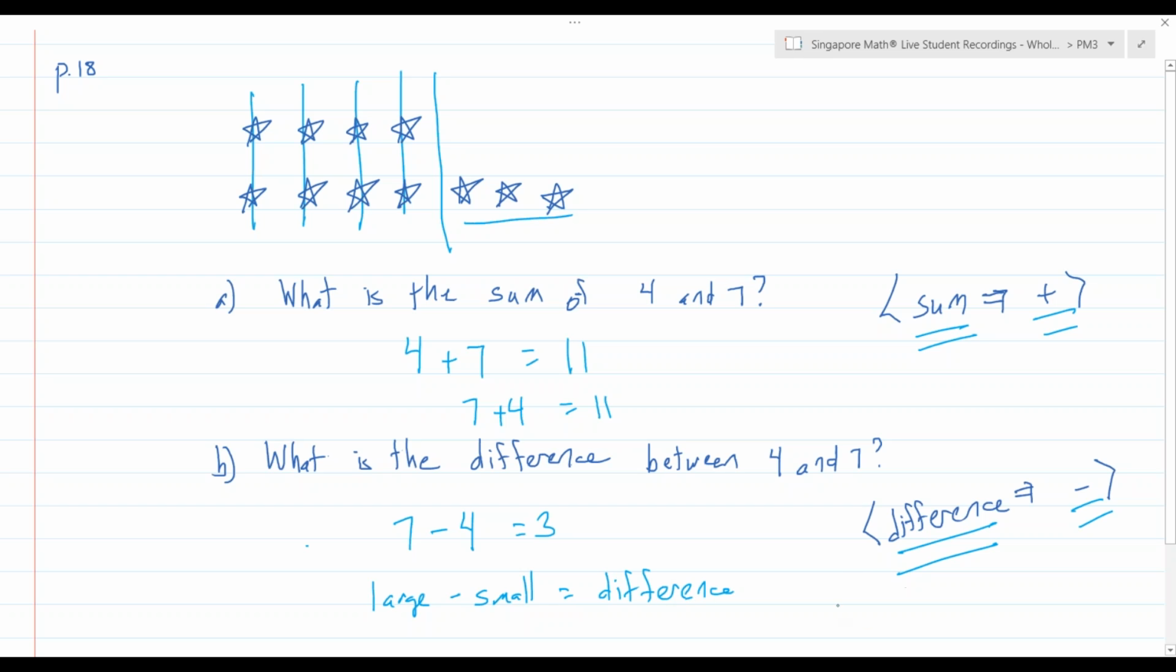Many years from now, we'll actually talk about 4 minus 7. But right now, we don't start with small and subtract big. We start with big, large, and subtract small.